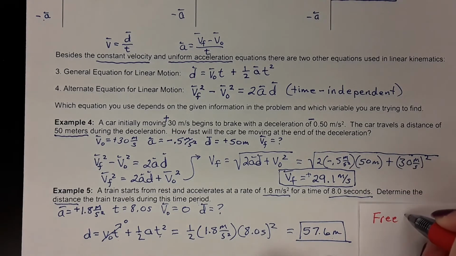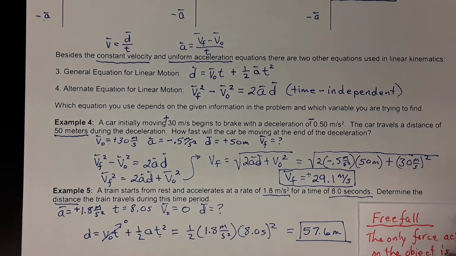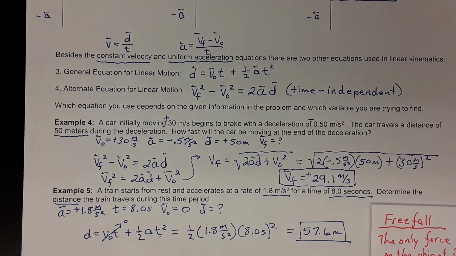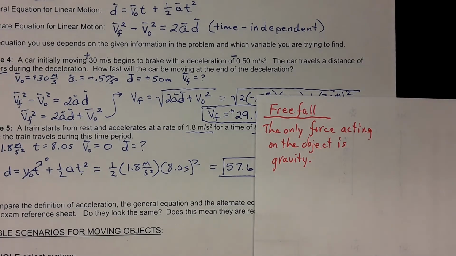And you might want to jot this down somewhere. Free fall simply means the only force acting on the object is gravity. When that is the case, the object is said to be in free fall. The only force acting on it is gravity.